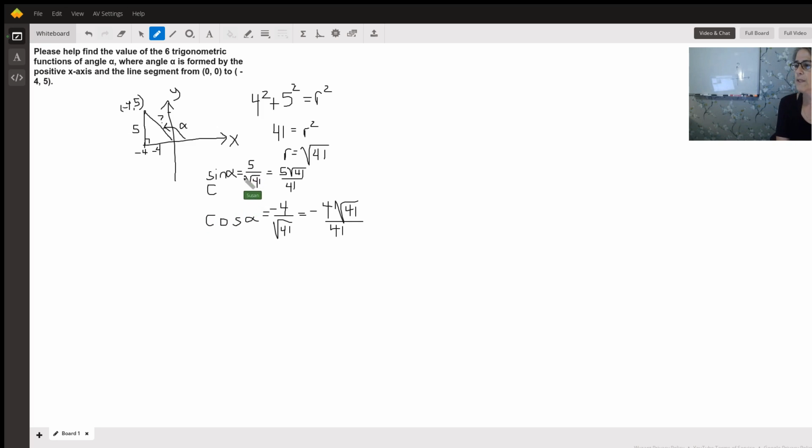And you would just flip these around for the cosecant and the secant. So the cosecant would be the square root of 41 over 5, and the secant would be the square root of 41 over negative 4. And that's it.